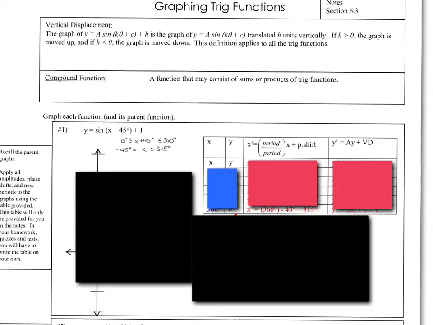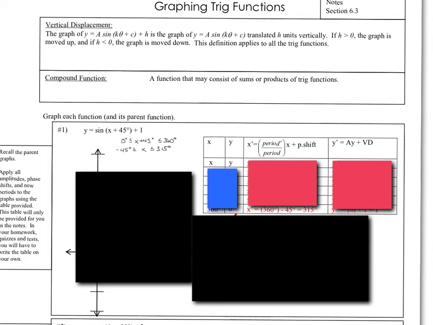MU3, graphing trig functions, builds on the previous section in that it adds vertical displacement. Vertical displacement is just a fancy term for translating the graph up or down. That happens when you're adding or subtracting a number on the outside of the function, like you see here, it says plus h. Example number 1 is a perfect example. We have sine of the angle x plus 45 degrees, plus 1.